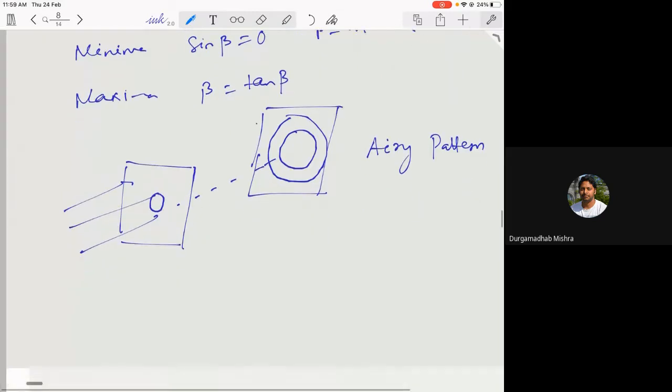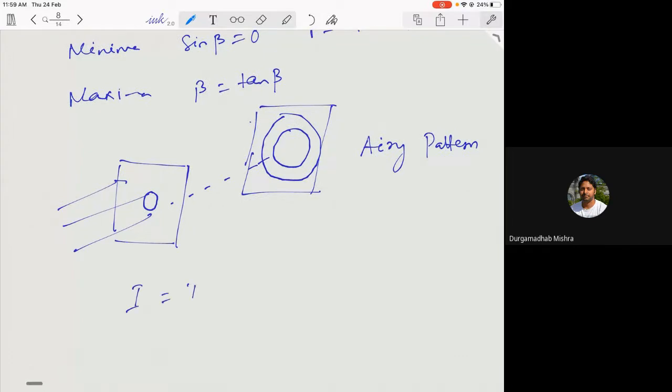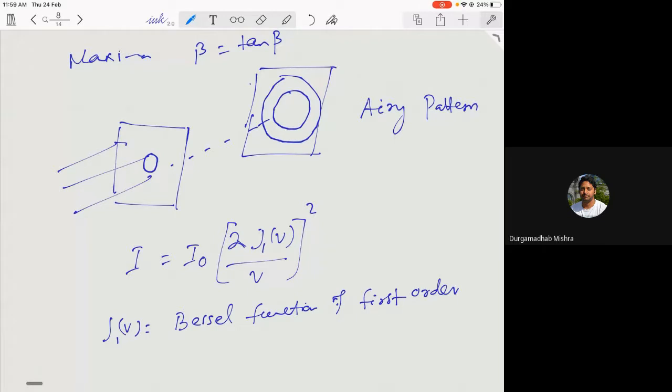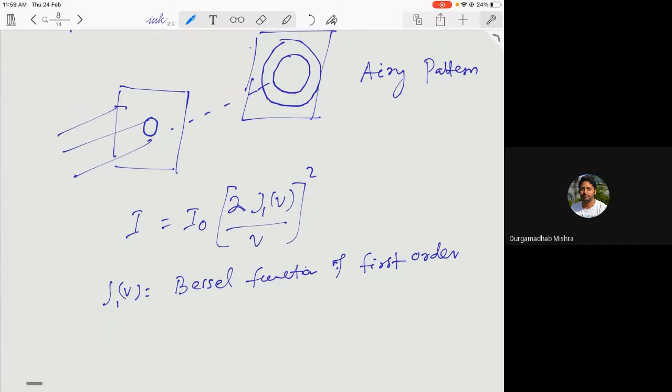So instead of going into that theory, we'll just write the intensity distribution for an Airy pattern, which is given by the function (J1(V)/V) squared. Similar to the earlier one, (sin beta / beta) whole squared, now instead of that we have J1(V)/V. What is J1(V)? J1(V) is known as the Bessel function of first order. This is again a mathematical function very similar to your sine function, but with a different amplitude and different periodicity.